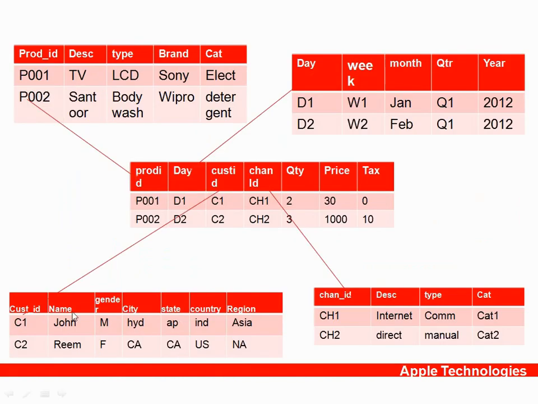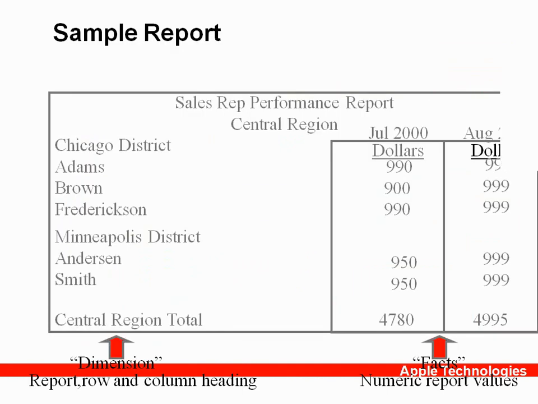For example, I have customer information: I am storing ID, name, address, everything related to the customer, in a single table only. So we are doing complete denormalization of one particular dimension table. That's why this is called star schema.